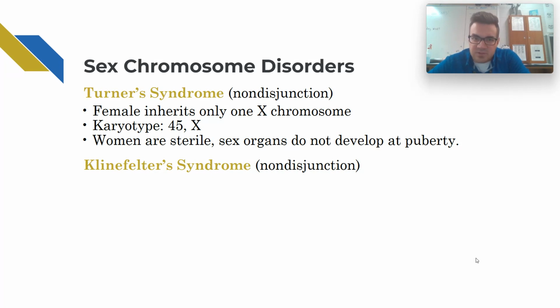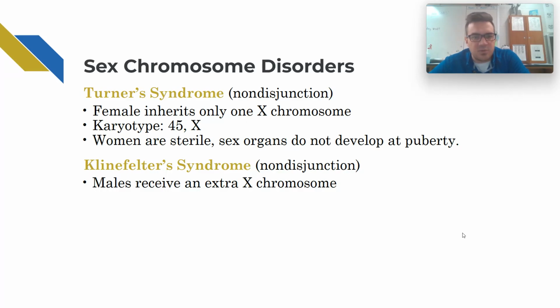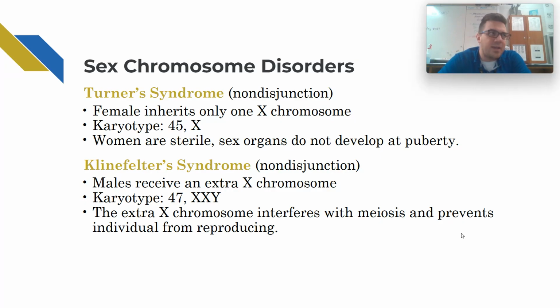Then there's also Klinefelter syndrome, which is also caused by non-disjunction. This is actually a trisomy of the sex chromosomes where you have an extra X chromosome in males, and so their karyotype is 47XXY. And there are a variety of other ones. There's Jacob syndrome, which is 47XYY. There's triple X syndrome. You can actually have even more than 3 X's. But these are two of the more common ones, one female, one male. Once again, a lot of sex chromosome disorders are going to result in fertility issues where it's difficult for that individual to reproduce. Meiosis gets interfered with by having those extra or missing sex chromosomes.